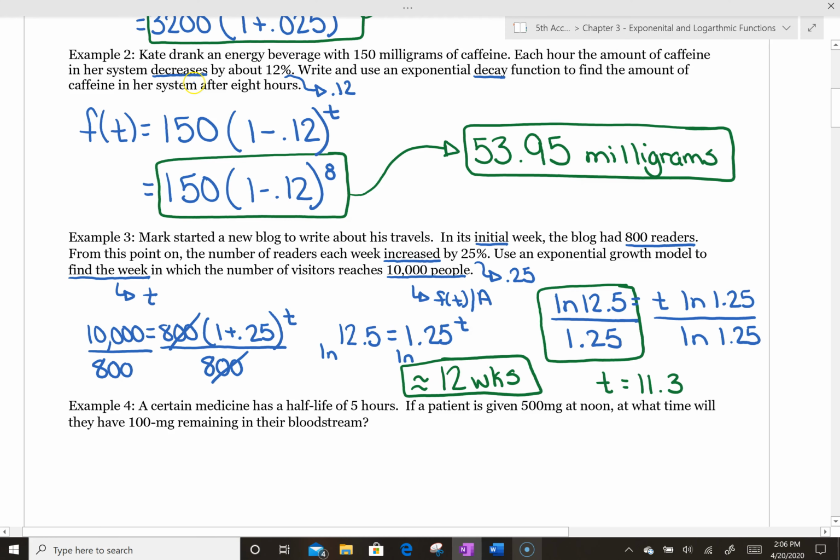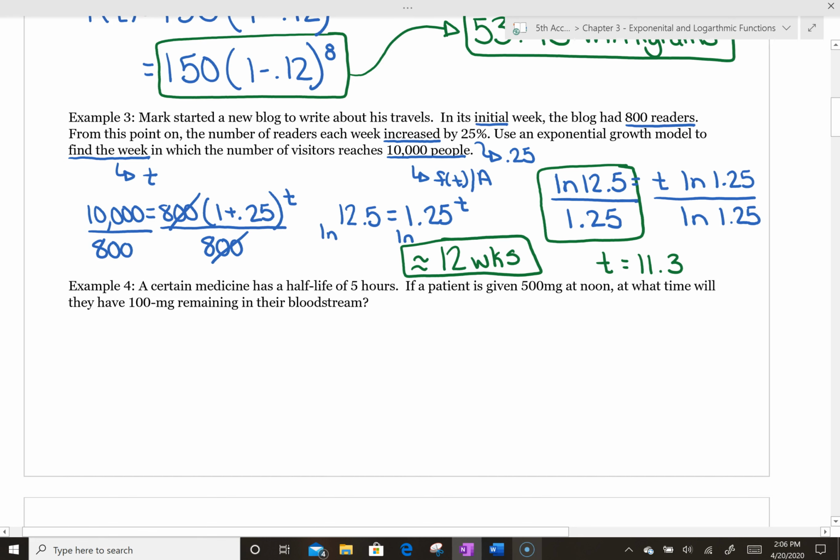Now the next question is slightly different. This is a half-life question, but you kind of still use the same formula for it. So a certain medicine has a half-life of 5 hours. If a patient is given 500 milligrams at noon, at what time will they have 100 milligrams remaining in their bloodstream? So they're starting with this. So this is our little a. They're ending with this. So this is like our function of time slash capital A. Okay. So let's see what that looks like.